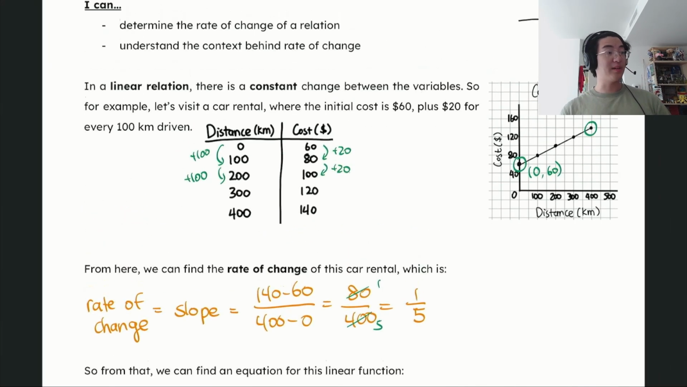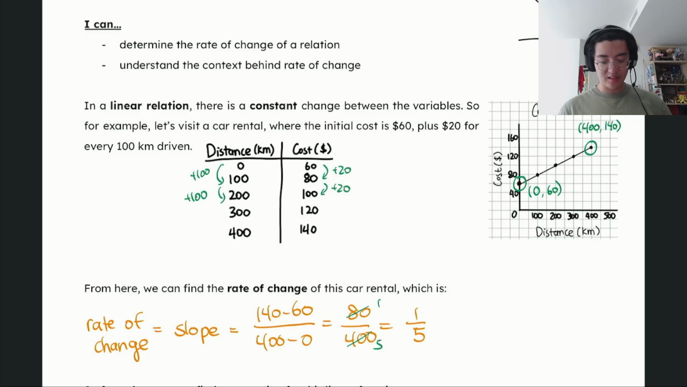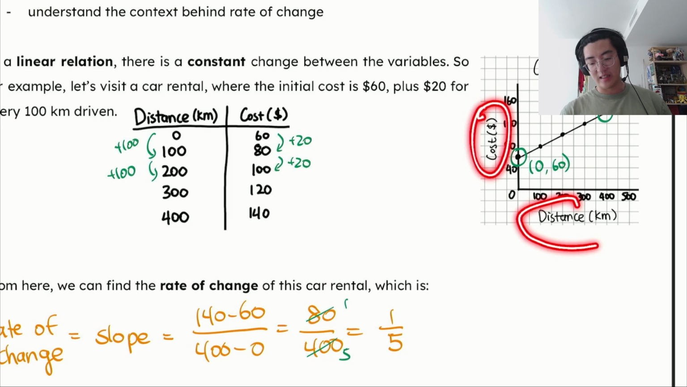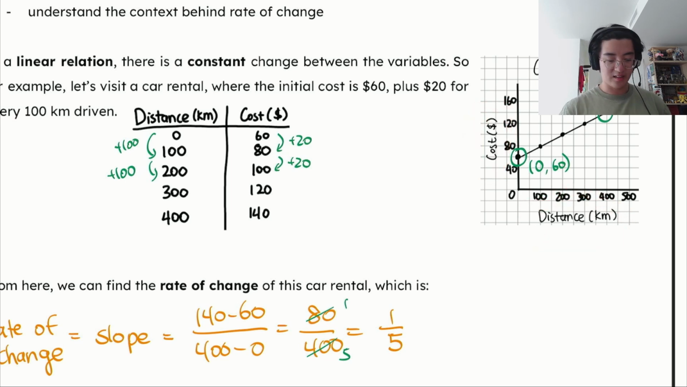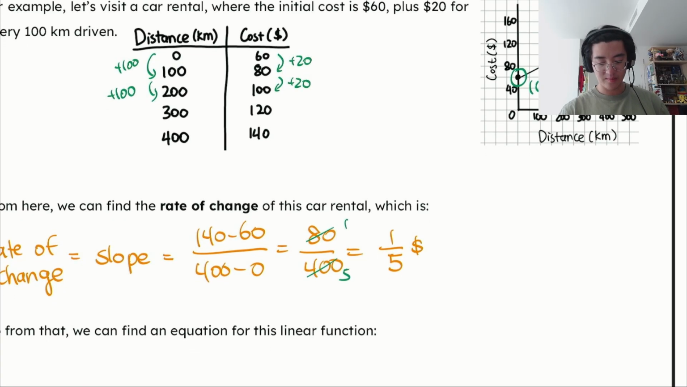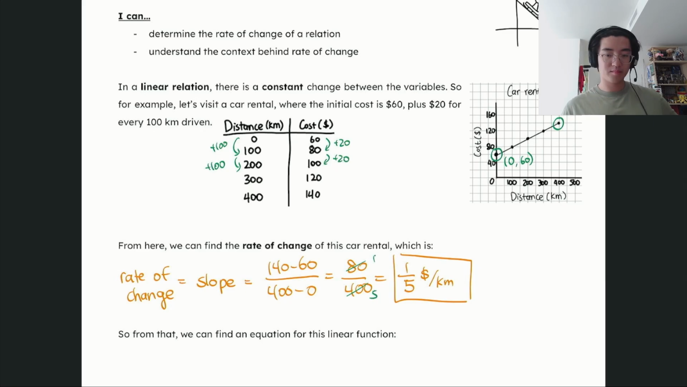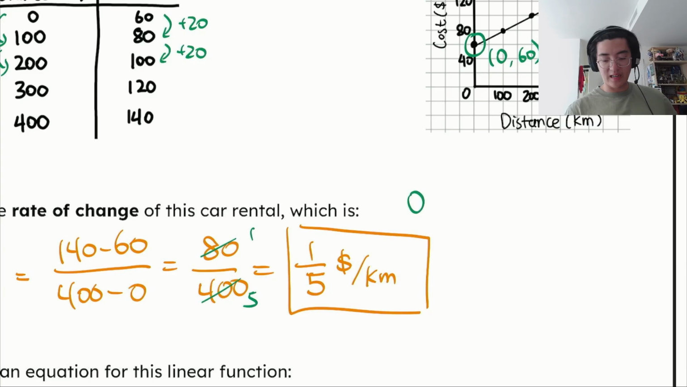And the last step is to include the unit. The unit here is y over x, changing y over changing x. The y value is the cost in dollars. The x value is kilometers distance. So the unit is just dollar per kilometer. So with rate of change, we always include the units. You can also think of it as $0.2 per kilometer, so 20 cents per kilometer.